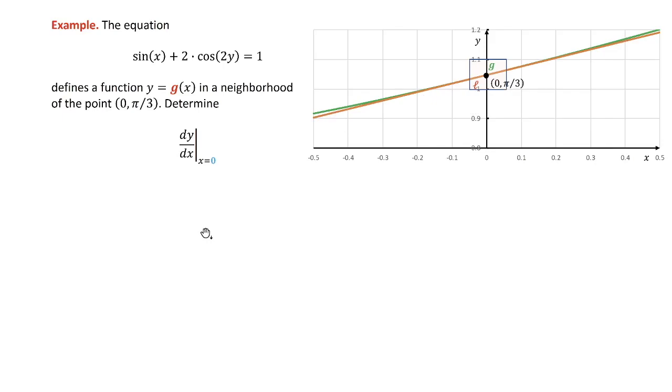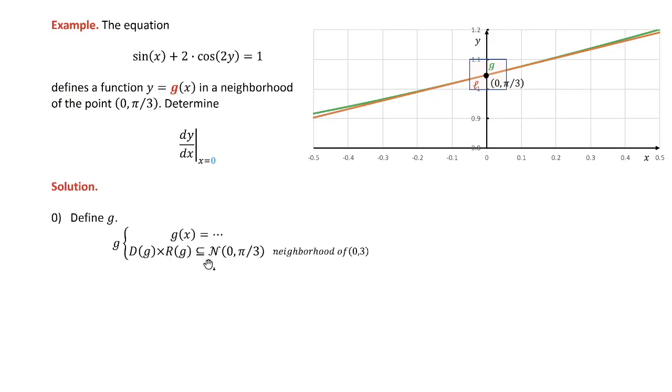And the steps will be the same, right? There is a function in this neighborhood. This should be 0, pi over 3. I'd probably just cut and paste it or something, but okay, that's a typo. But in a neighborhood of this point, I have a certain domain and a certain range of y values, and there's a function, you can see it here, I just can't write it down explicitly.